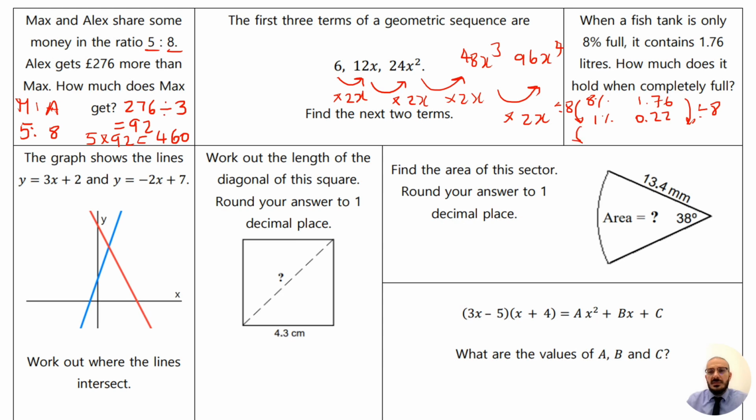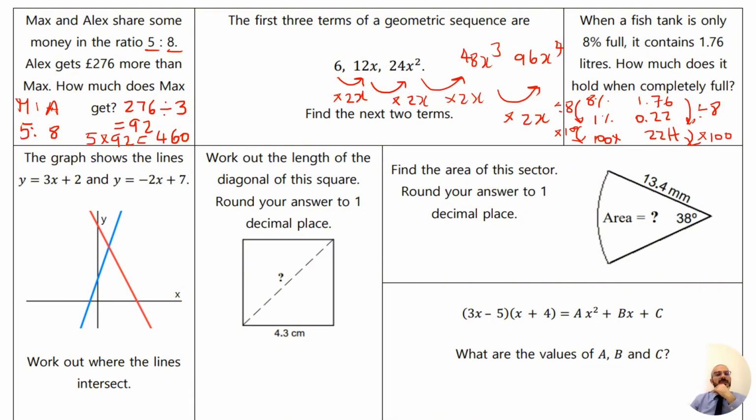as the thing. So to go back up to 100 to find out the full capacity, I'm going to have to times it with 100. So it's going to give me 22 litres. There you go.